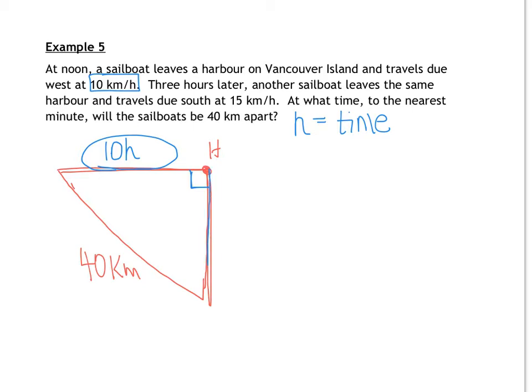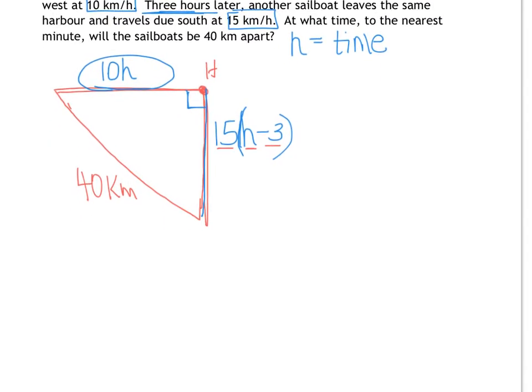And this direction right here traveled at 15 kilometers per hour, but left 3 hours later. So he went 15 kilometers per hour minus that 3-hour head start that he gave him. So his total time that they're traveling minus the 3-hour head start, multiplied by how fast he's going.